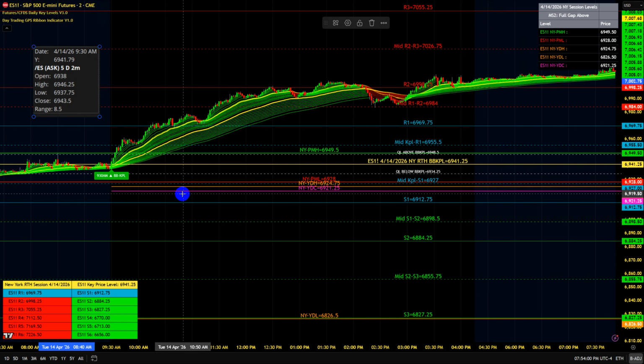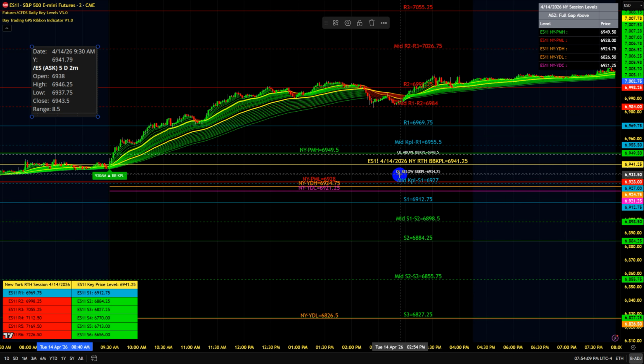Because in this case, in taking a bullish trade off of the BBKPL level, your tight stop loss, if you prefer to use a tight stop loss, is going to be the QL level below the BBKPL. So that's this level here. All of the QL levels below each level are the bullish tight stop loss.